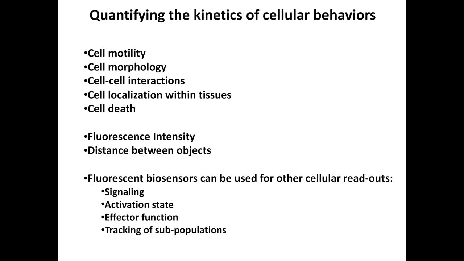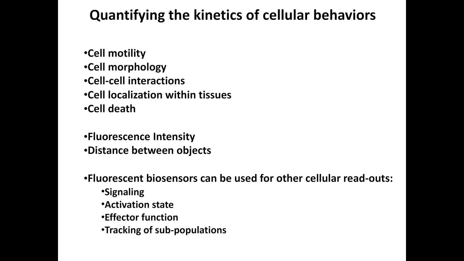Among the things that can be quantified are cell motility. So for example, the speed of the cells that are moving, and I'll go a little bit more into details of this type of analysis. You can look at the changes in cell morphology. Very importantly for immunologists, we look at cell-cell interactions, how cells can communicate with each other. Also, their relative localization within a tissue, the cell death, and a whole slew of other parameters.